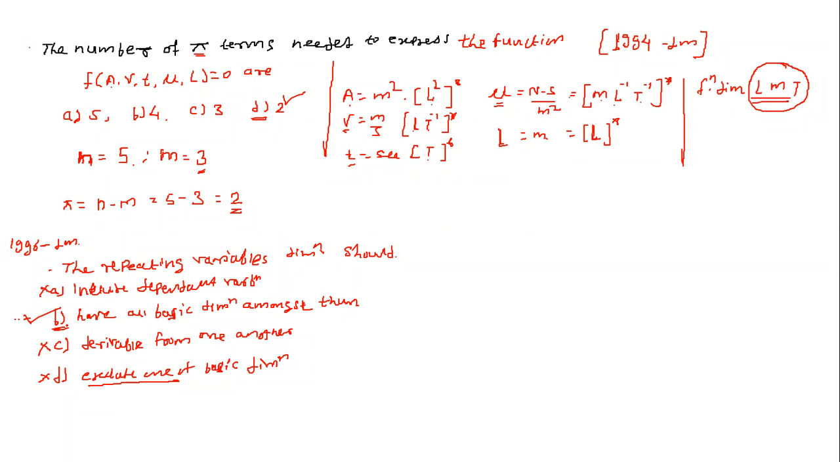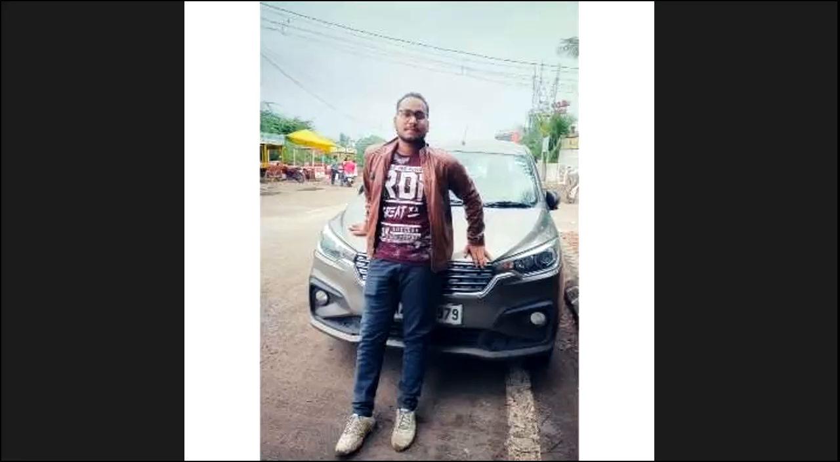Then this was related to the Buckingham pi theorem and selection of the repeating variables. Now we'll go for the next parameters. That is the next part, we can say, related to the dimensional analysis and homogeneity. Okay, the next part.